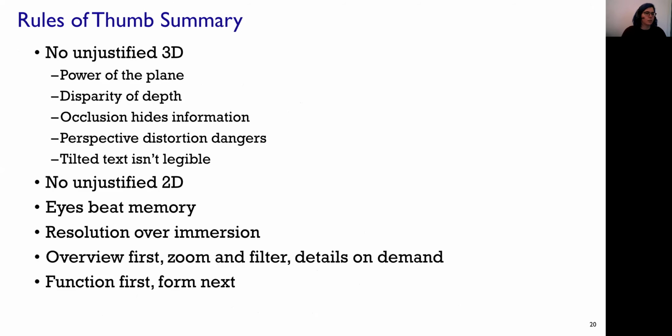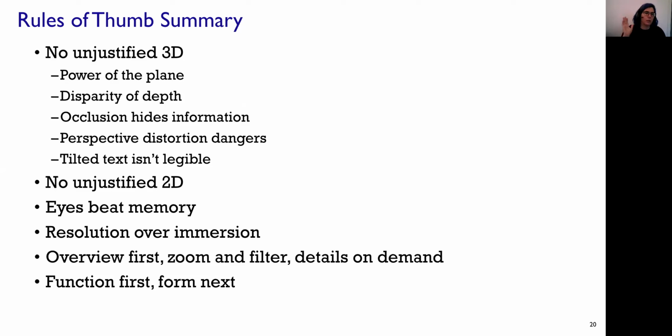All right, so we've talked through a bunch of rules of thumb. To remind you, for the no unjustified 3D, we had talked about the power of the two-dimensional plane, because planar spatial position is much more accurately sensed than depth into the scene, where there's a real disparity between judging depth in 3D versus vertical or horizontal positions in the 2D plane. Occlusion can hide information. There's really a lot of dangers in having the perspective distortion of things getting smaller as they go off into the distance. That makes a lot of the perceptual comparisons essentially either difficult or impossible. And of course, tilted text is really hard to read with current technology.